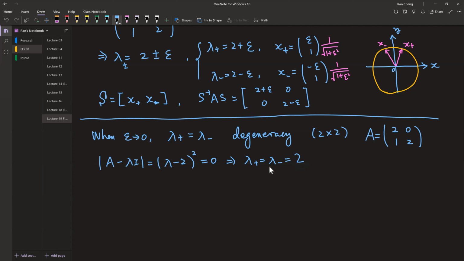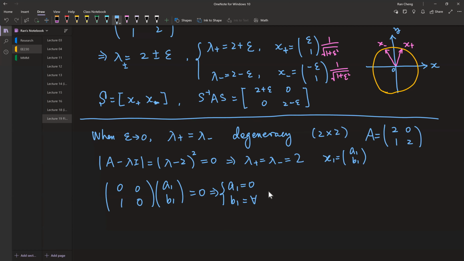But if we insert it back into A minus lambda I, that gives us 0, 0 on the diagonal positions, and then we have 1 and a 0 here. Then if we want to solve for x1 as a1 and b1, we set it to 0. The first equation gives us nothing, just 0 equals 0. The second equation gives us a1 equal to 0. And there's no restriction on the choice of b1. So b1 can be anything.